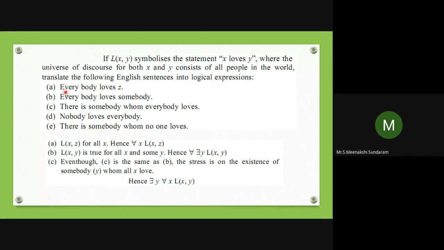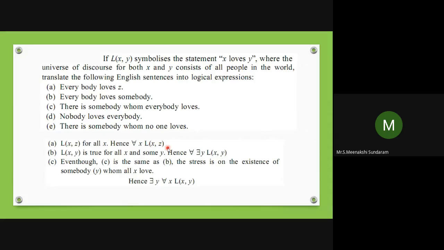They are giving the bounded variable. So that's why you can write for all X. Everybody loves Z. Z is fixed, a person Z is fixed. Everybody, X is the bounded variable. Z is a free variable. So for all X, L of x comma Z. For all X, you can change the X value, X1, X2, X3, etc. That's why for all X, everybody is a bounded variable. So for all X, L of x comma Z. Next one.